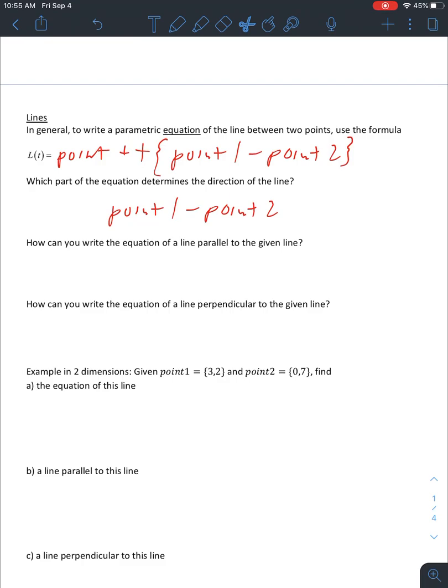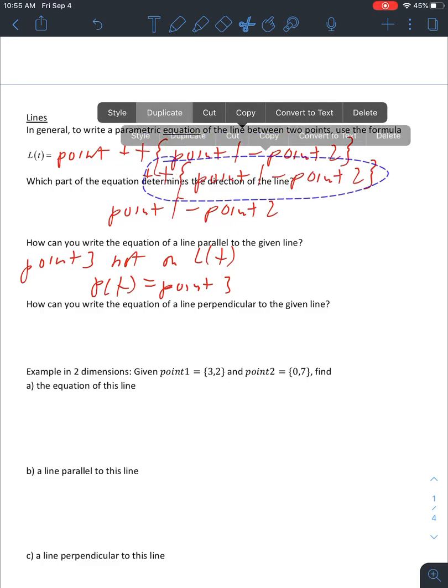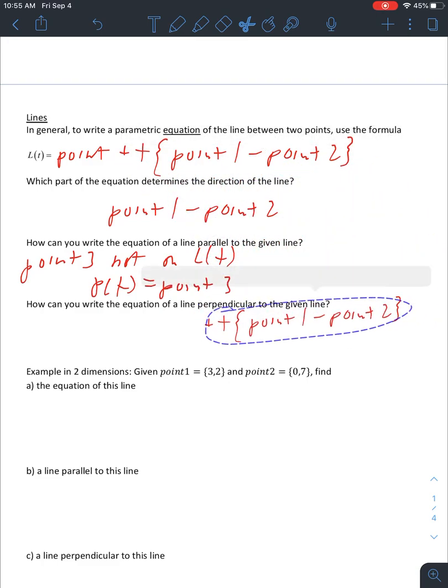How can you write the equation of a line parallel to the given line? Well, that's really easy. Just pick a third point. We'll call it point 3, and make sure point 3 is not on the line. So that says point 3 not on L of t. Sorry about my bad handwriting. And we'll call this line P of t for parallel. And you do point 3 plus all this.